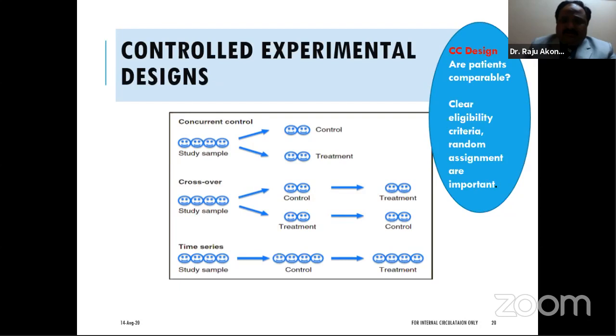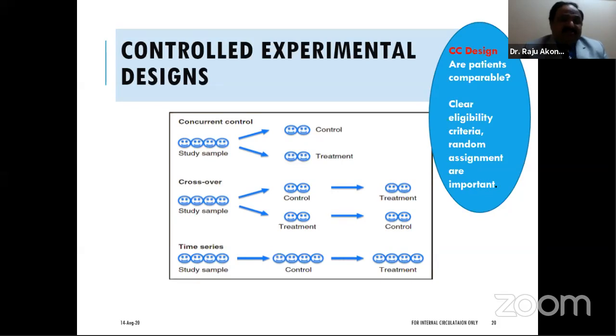So concurrent control: are patients comparable? Because there are two groups of different patients. Now, unless you balance these two groups with proper randomization, these two groups are not comparable. Am I right? You have to have a proper, strong randomization. Now, there are many techniques of randomization. Please read more about randomization as well. There are many types of randomization: simple randomization, stratified randomization, and so on. Please read more about it.